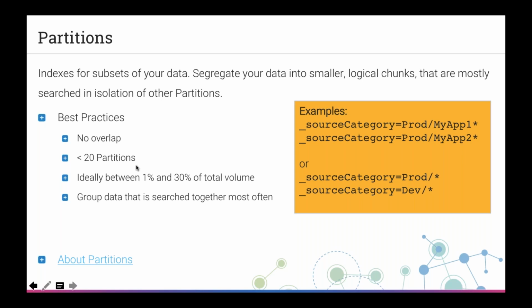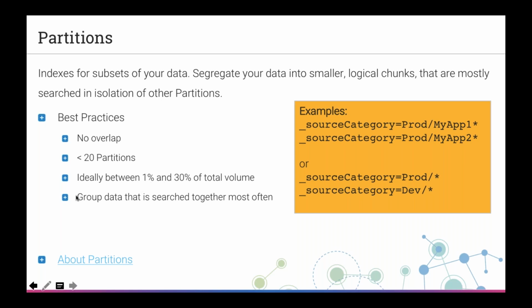Second thing is, try not to have too many partitions. Anything above 20 partitions is probably too many. If you have 20 partitions, you're forcing Sumo to try to figure out what partition it should be looking into. Ideally, you don't want to have more than 30% of your data in one of the partitions. Otherwise, if you have one partition that has 80% of your data, it's almost like not having a partition, right? So what you want is not too small, but not too big either. Right, between 1 and 30% of your total volume per partition.